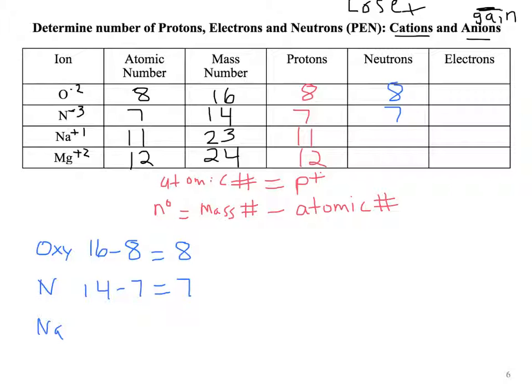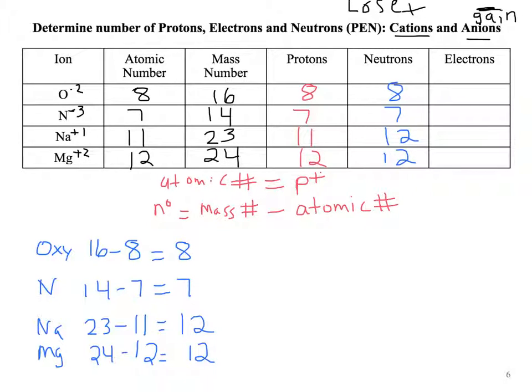Sodium is going to be 23 minus 11, so you end up getting 12. And magnesium is 24 minus 12, which is 12.